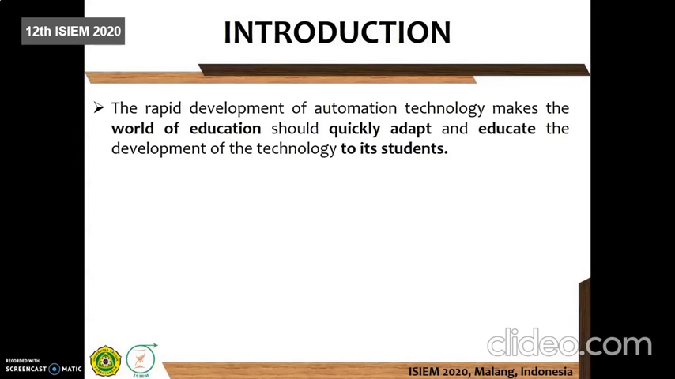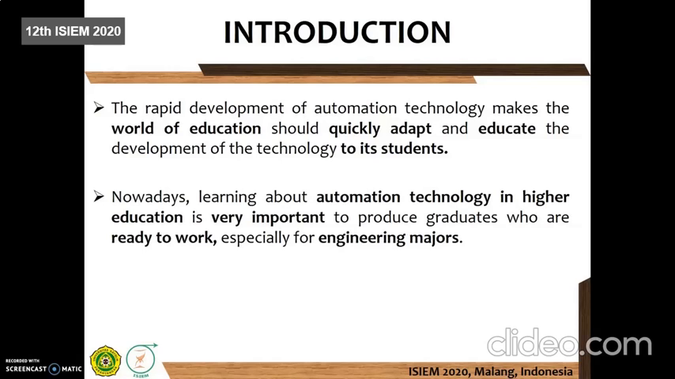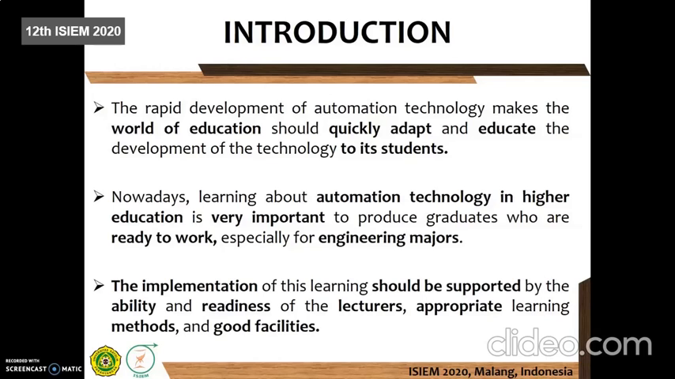The rapid development of automation technology means the world of education should quickly adapt and educate students about the development of the technology. Nowadays, learning about automation technology in higher education is very important. The implementation of this learning should be supported by the ability and readiness of the lecturers, appropriate learning methods, and good facilities.